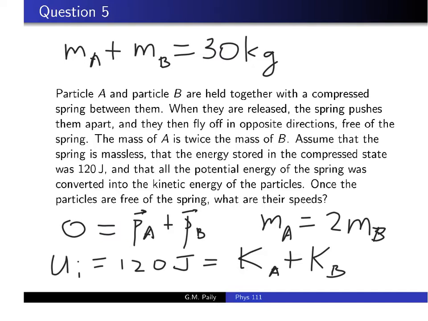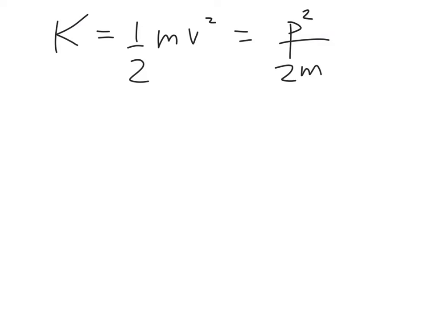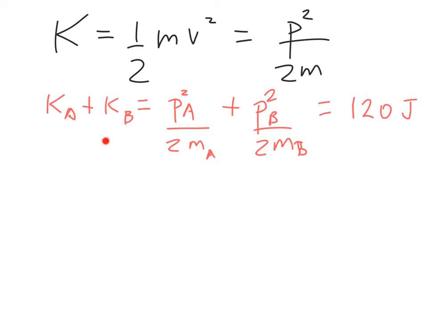So now let us proceed to the relationship between momentum and kinetic energy. We have seen in class that kinetic energy, which we usually write as 1/2 mv squared, can also be written as p squared over 2m. Using this expression, we can say KA plus KB is equal to PA squared over 2MA plus PB squared over 2MB, which should be equal to 120 joules.